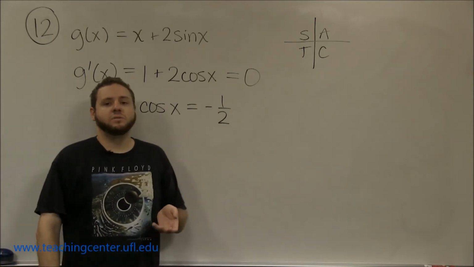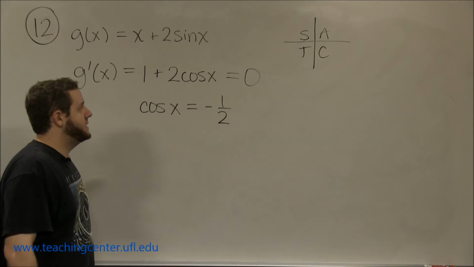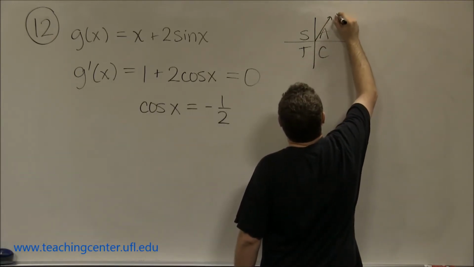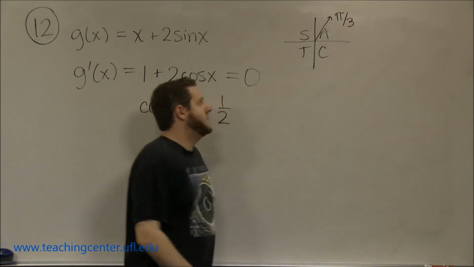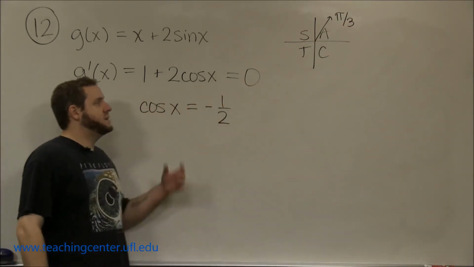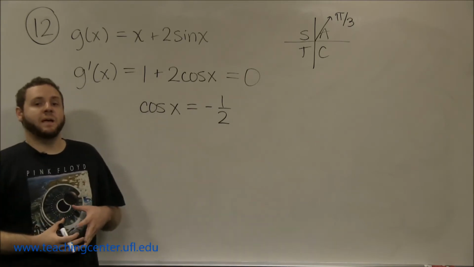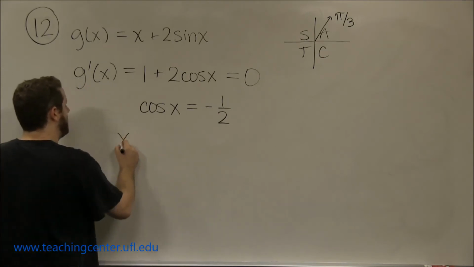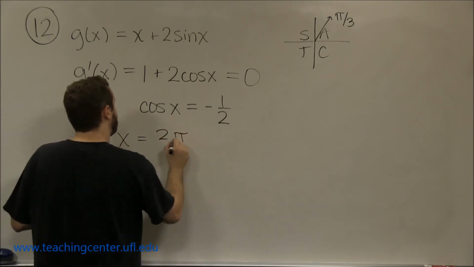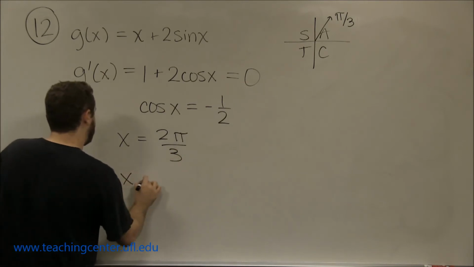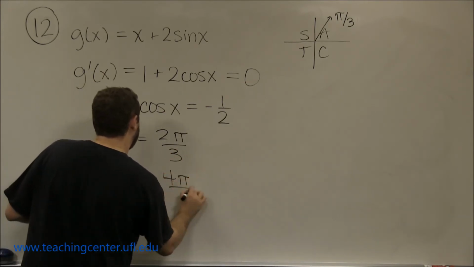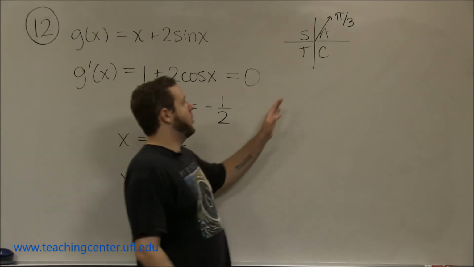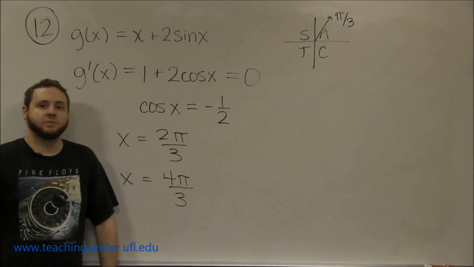The reference angle for cosine of x equaling 1/2 is pi over 3 in the first quadrant. So essentially this is asking us, what is the same angle as pi over 3, but in the second and third quadrants? So that's going to be 2 pi over 3 and 4 pi over 3. So those are our two values on our standard rotation where cosine of x would be equal to negative 1/2.